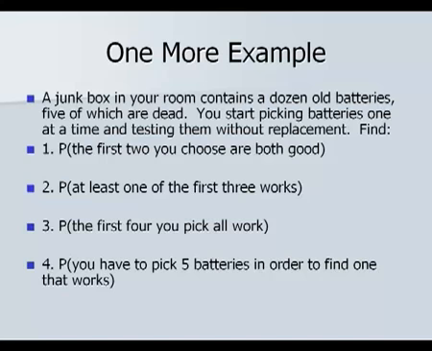Well, the first one you choose has a 7 out of 12 chance of being good. The second one has a 6 out of 11 chance of being good, 6 because there's 6 good ones left out of 11 because there's 11 total batteries left. So 7 out of 12 times 6 out of 11. So it would be 7 out of 22 total for the probability.